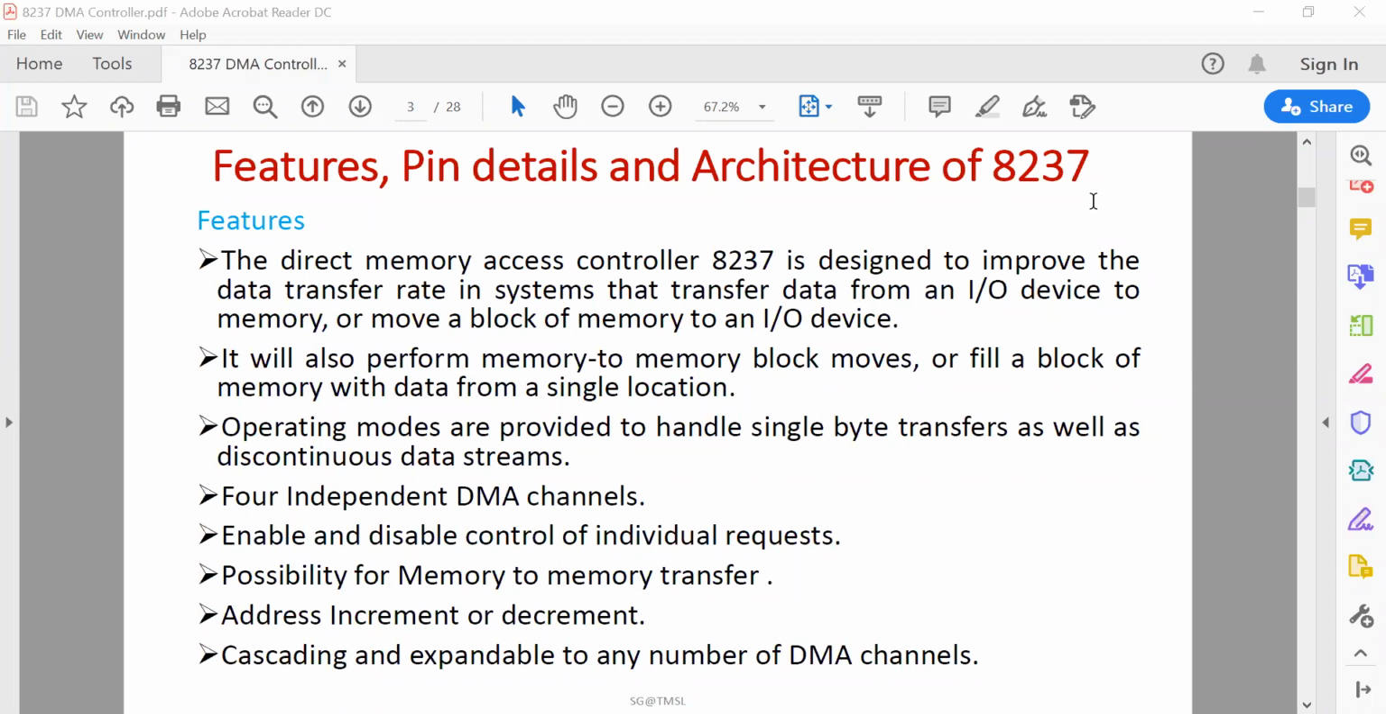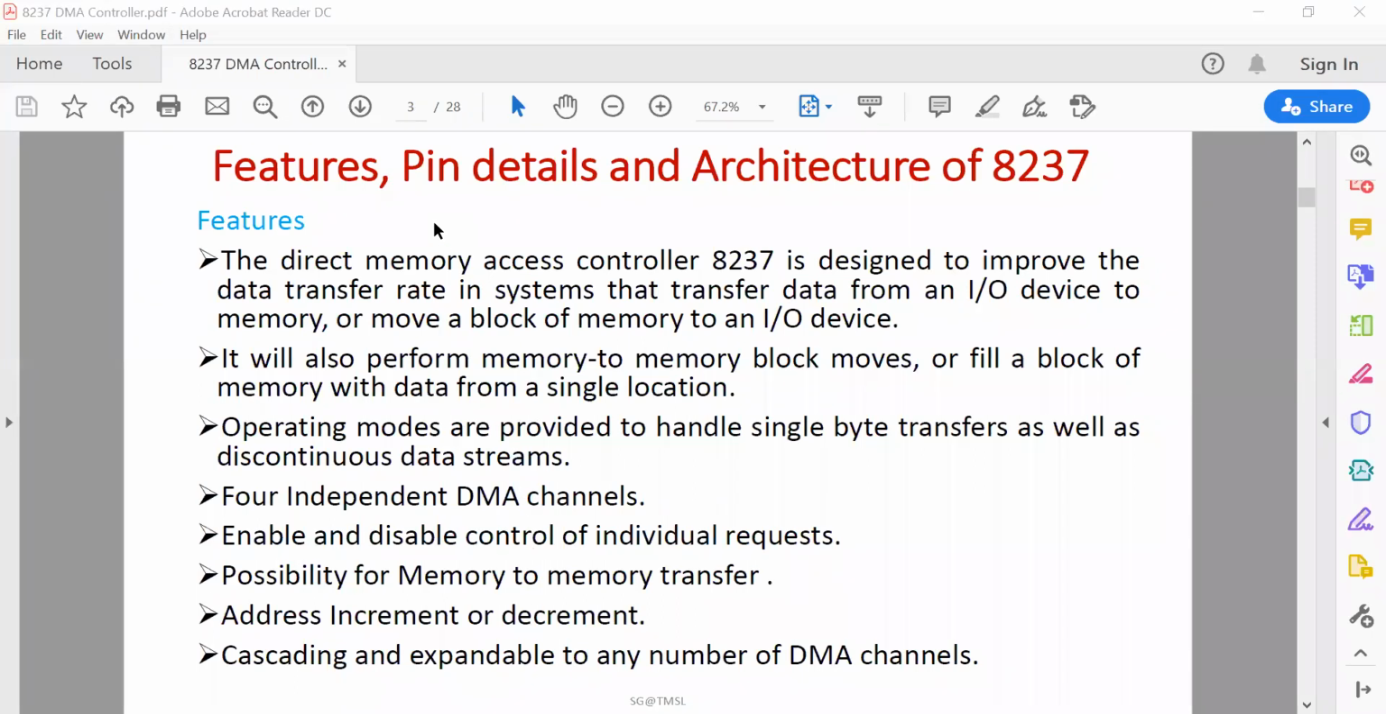Okay, now another advantage of having this 8237 is the memory to memory transfer facility. It has the memory to memory transfer facility, and it also supports 4 independent channels, like here I have written the features one by one.